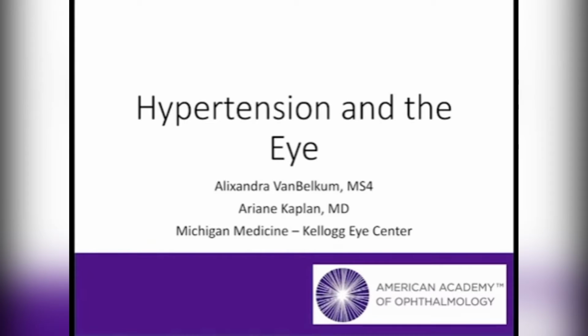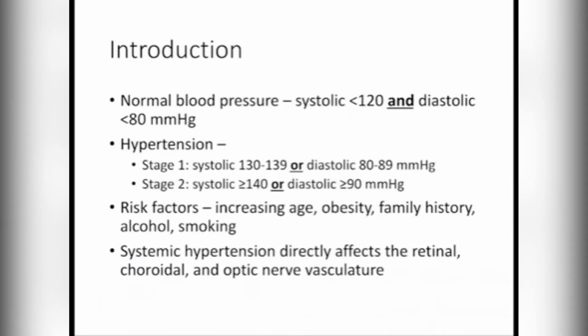I will be walking you through the effects of hypertension on the eye. As an introduction, normal blood pressure is a systolic of less than 120 and a diastolic of less than 80. Patients who have a systolic between 130 and 139 or a diastolic between 80 and 89 have stage 1 hypertension. Patients with a systolic greater than or equal to 140 or a diastolic greater than or equal to 90 have stage 2 hypertension. Risk factors include increasing age, obesity, family history, alcohol, and smoking. Systemic hypertension has many effects throughout the body, but on the eye, it directly affects the retinal, choroidal, and optic nerve vasculature.